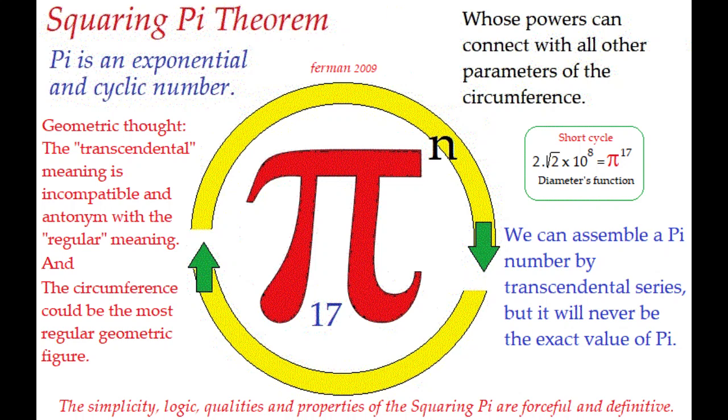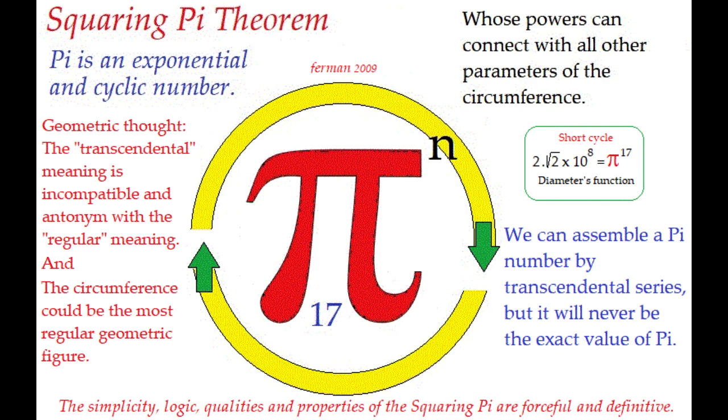Hello friends, allow me to start by setting up a small postulate. Pi is an exponential and cyclic number, which means that cycles of powers of pi can adjust and measure all other parameters of the circumference.